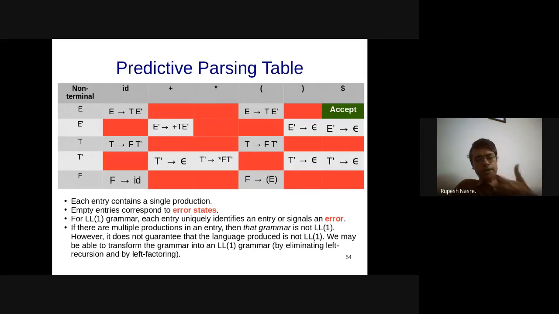So if there are multiple productions in an entry, then that grammar is not LL1. Like I was talking about A deriving c x and A deriving c y, there will be multiple entries in A, c. That doesn't mean that the language is not LL1. It just means that that particular grammar is not LL1. Some of these grammars can be rewritten. For example, in this case, removal of left factoring will help us make the grammar acceptable by the LL1 parser.